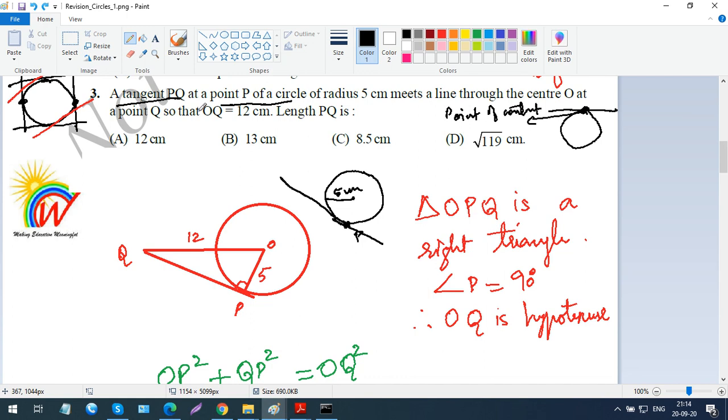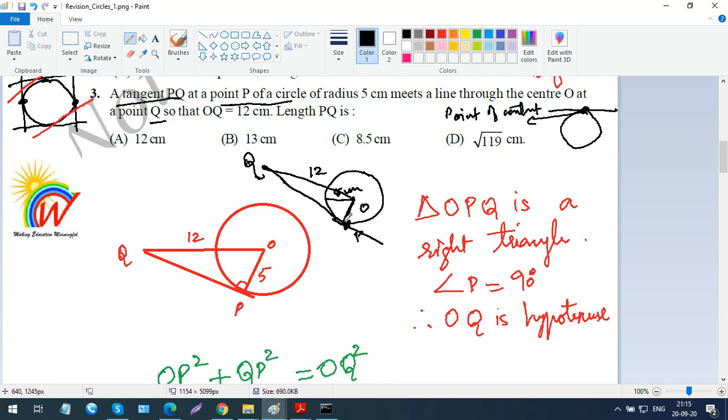So a tangent PQ at a point P of a circle. So P is on the circle and Q is somewhere over here. Let's say I draw a Q somewhere over here. It meets a line through the center. So the center is O, at a point Q. So this particular point Q, OQ is 12 centimeters. So this is 12. Find the length of PQ.